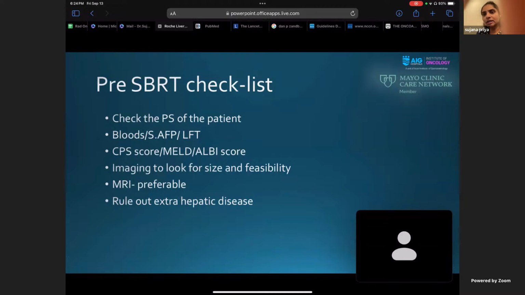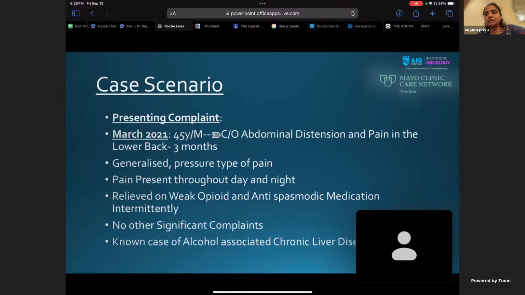So now let's quickly go into the checklist. First and foremost, we need to check the performance status of the patient, do a routine serum AFP, liver function test, and get a CPS score, MELD score, and ALBI score, and also make sure to look at the size and feasibility of SBRT by doing proper imaging to rule out extrahepatic disease. You can probably stick with CT chest and CT abdomen, or probably just a comprehensive PET CT.